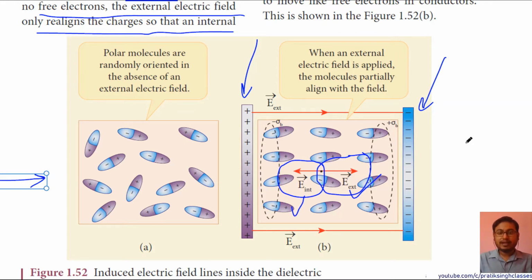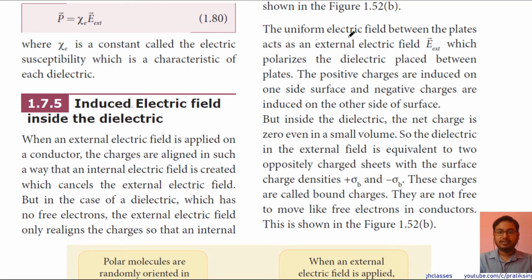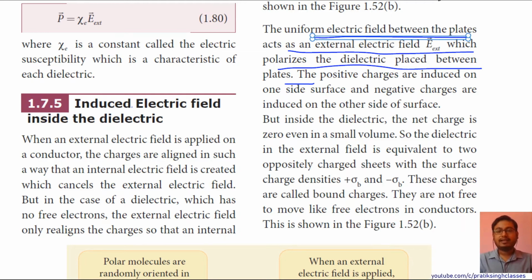Now coming back to our theory. The uniform electric field between the plates acts as an external electric field, E external, which polarizes the dielectric placed between the plates. So what happens here is that one plate of the capacitor is positively charged and the other plate is negatively charged, and a dielectric slab is kept between the plates. Because of the uniform external electric field, E external, the charges inside the dielectric become polarized.